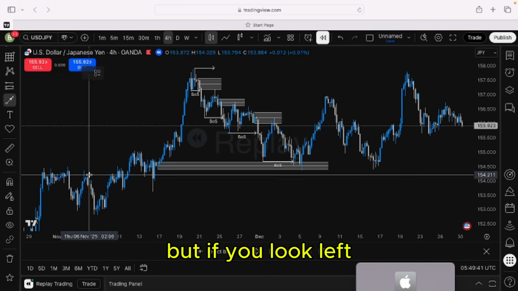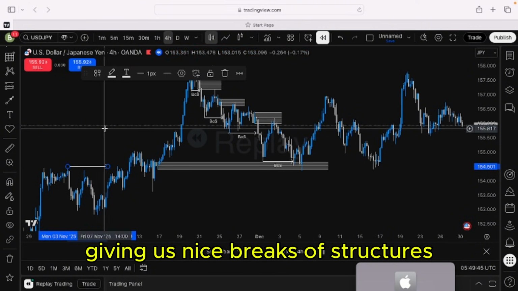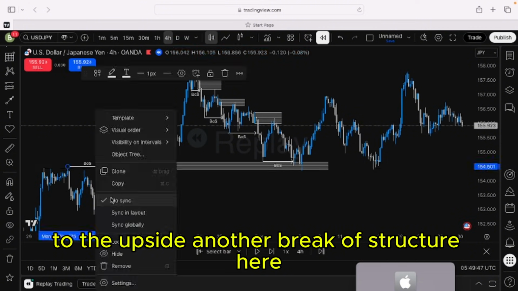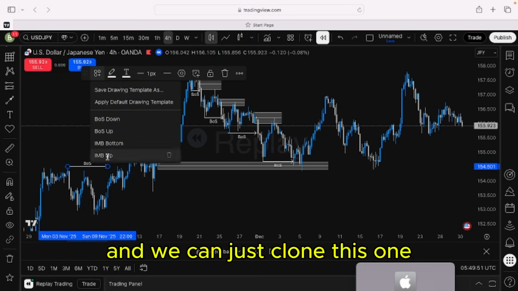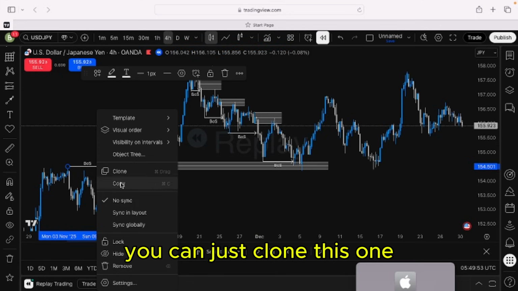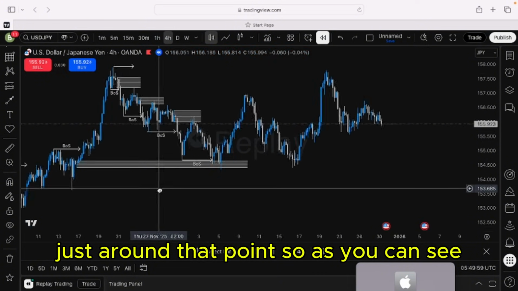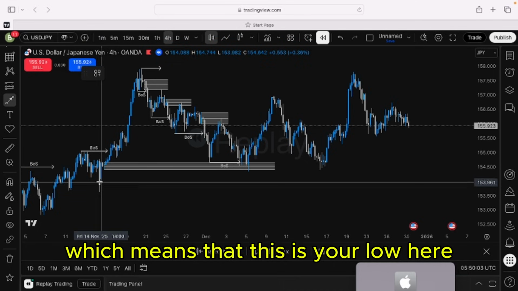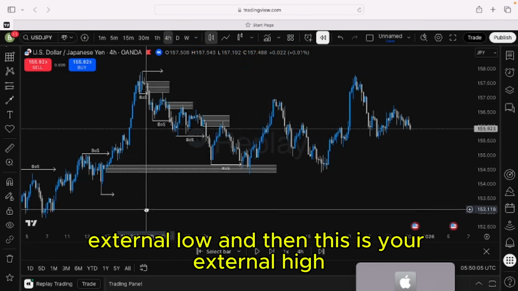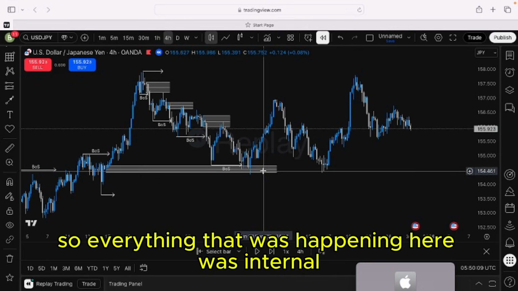But if you look left, you can clearly see that the market was giving us nice breaks of structure to the upside. Another break of structure here, and you can just clone this one. You can just clone this one, and then this is a break of structure just around that point. So as you can see, break of structure here, which means that this is your external low here, and then this is your external high. Everything that was happening here was internal.